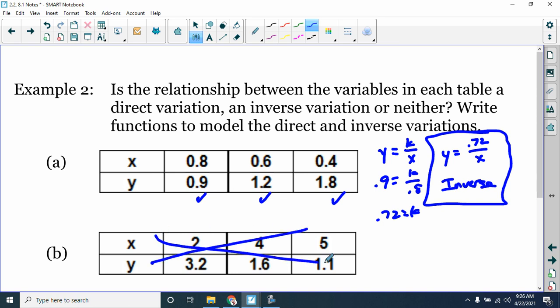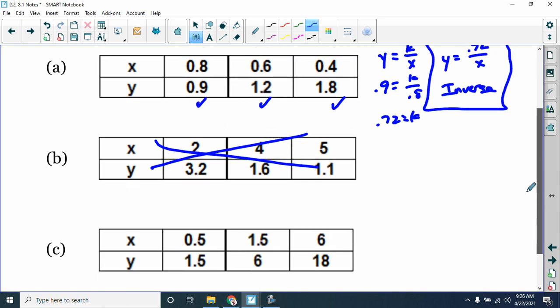We're going to skip part B here. Let's jump down to part C. My x's are getting bigger. My y's are also getting bigger. So I might have direct variation. Let's assume we do have direct variation. Y equals k times x.